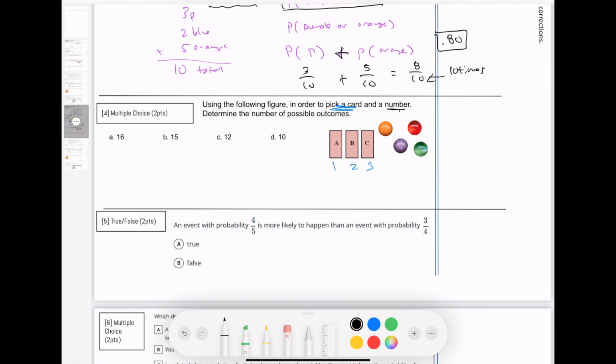Number 4, using the following figure, in order to pick a card, there are 3 cards here, and a number of marbles, 1, 2, 3, 4. Determine the number of possible outcomes. So I pick 1 card and 1 marble, and then 3 times 4 gives me 12 is my answer, so that would be C.